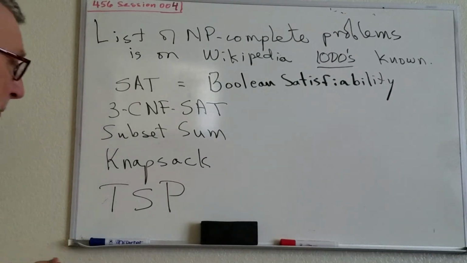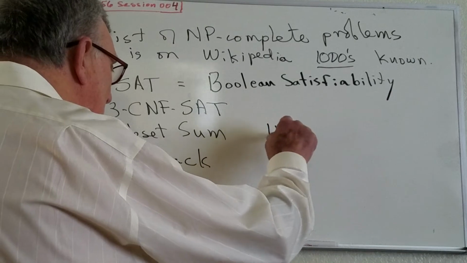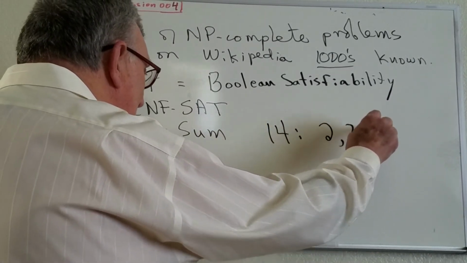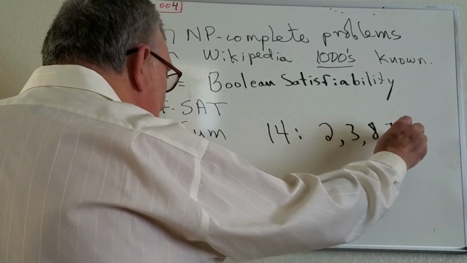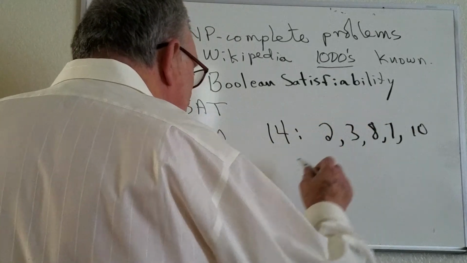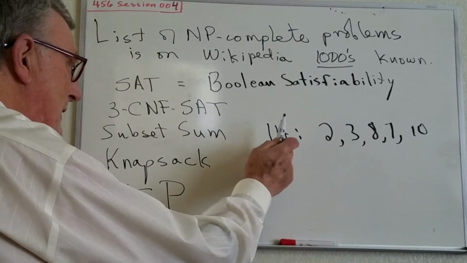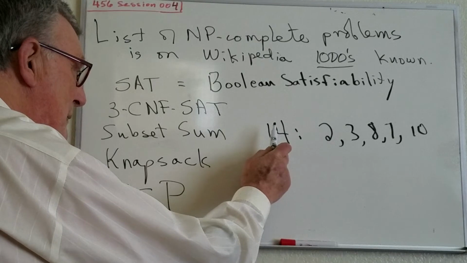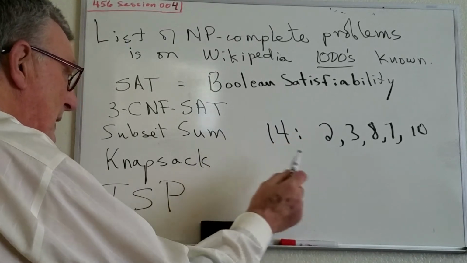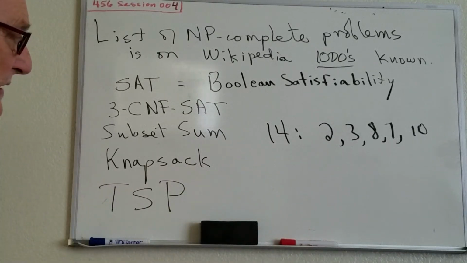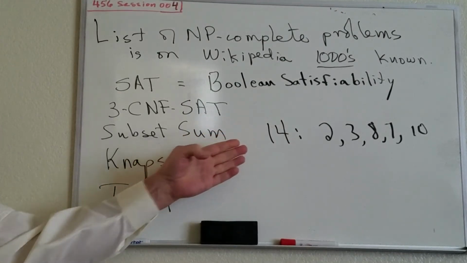Subset sum means that you give a number and then you give a sequence of numbers here, and given that sequence of numbers, we ask, is there a subset of these numbers that adds up to this total? And in this particular case, I can see that there isn't any subset that adds up to 14. So the answer for this instance is no.